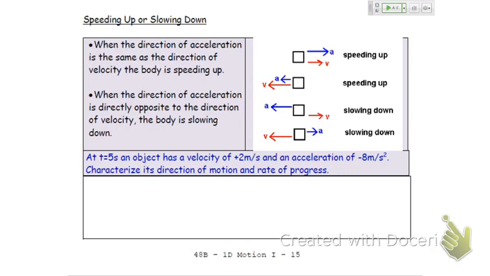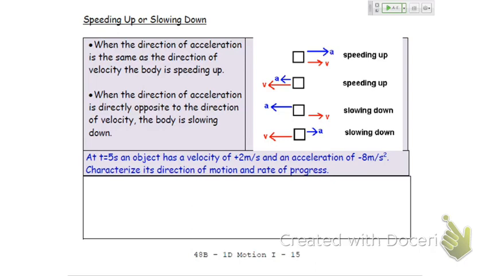When your acceleration is positive and your velocity is positive, you're speeding up while going in a positive direction. And in this case, you're speeding up while going in a negative direction. And in this case, I'm slowing down while going in a positive direction. In this case, I'm slowing down while going in a negative direction.